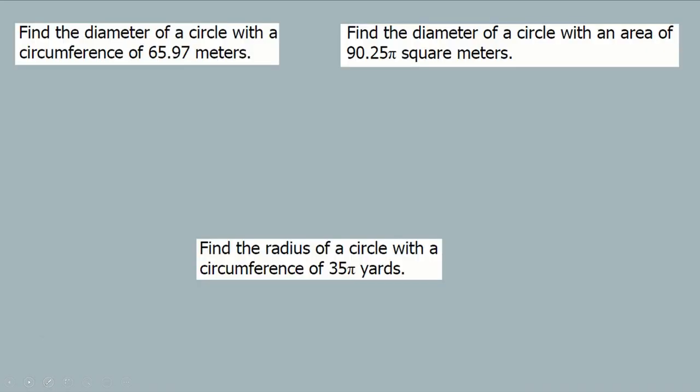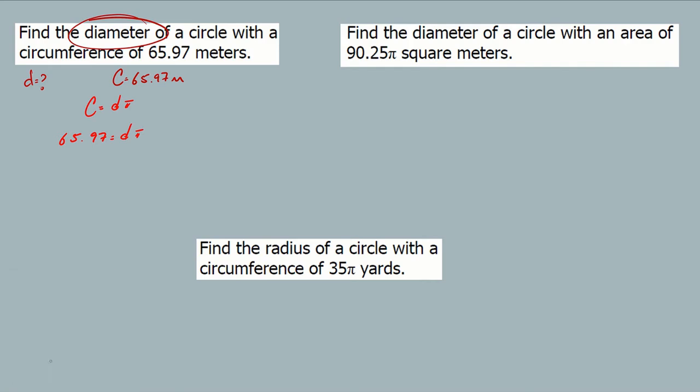So here we have the same thing, right? So it says find the diameter of a circle with a circumference. So here my circumference is 65.97 meters. So I'm going to use the formula: circumference is equal to diameter times pi. So the circumference, they're given to me as 65.97. I'm looking for the diameter, and the diameter is being multiplied by pi.